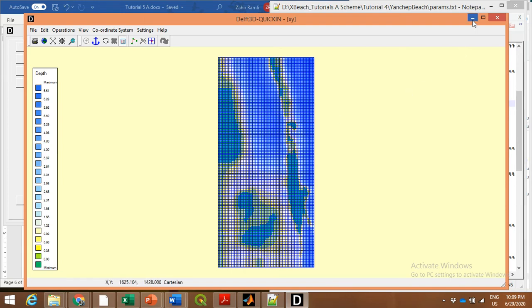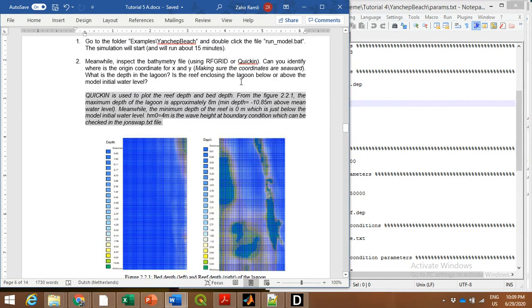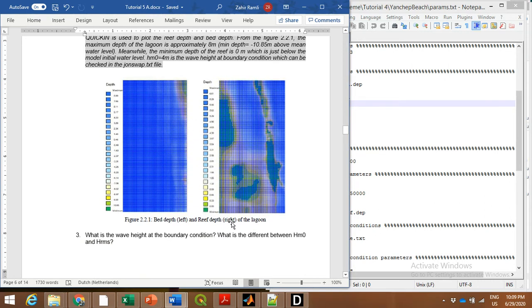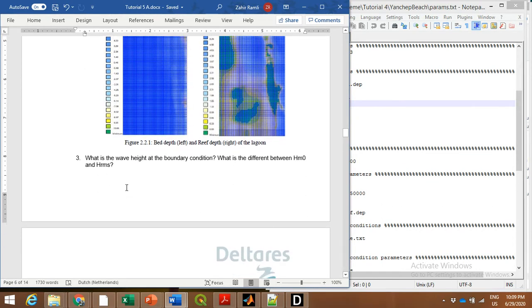Okay, so that answers number 2, and you can answer the rest of the questions. What is the depth in the lagoon, the reef enclosing the lagoon, below or above the model initial water level? You can observe through the legend on both bath depth and reef depth. Next one, what is the wave height at the boundary condition? What is the difference between HM0 and HRMS, root mean square?